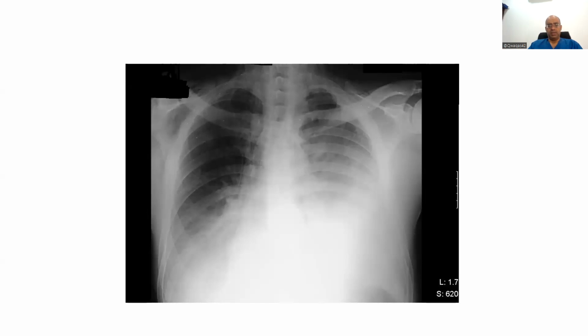This is another X-ray. You can see this is the normal pleural cavity, and you can see a lot of haze over here. So this is the cardiac shadow. So this is a case of hemothorax. You can see the mid and the lower zone hazy. So it is again an indication of chest intubation.